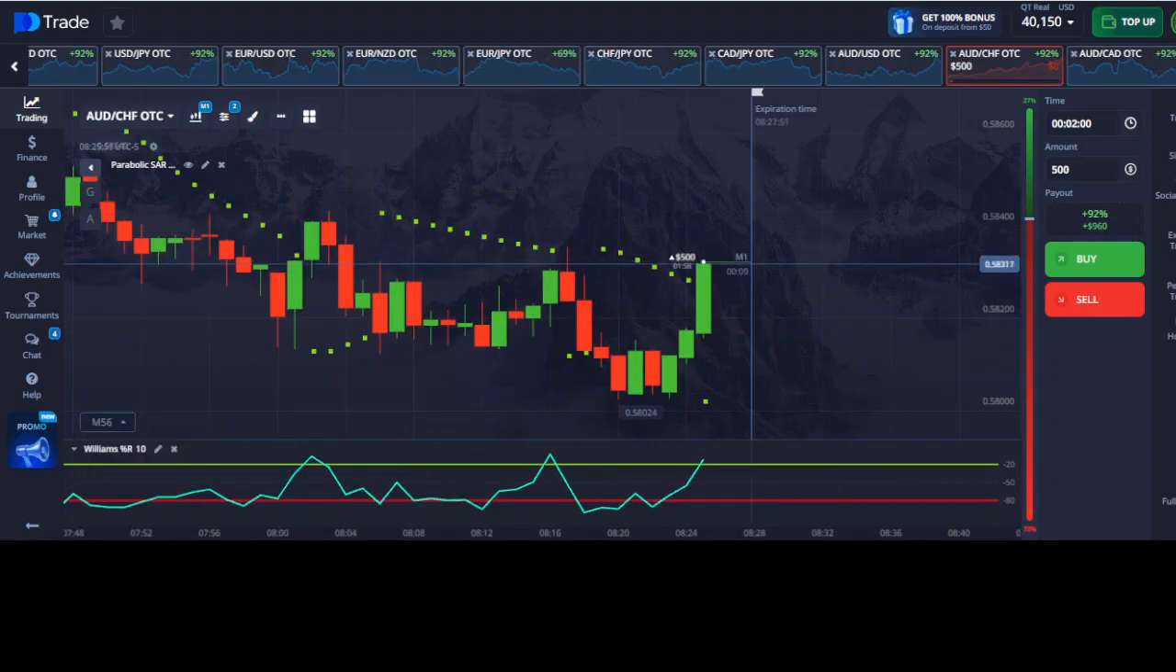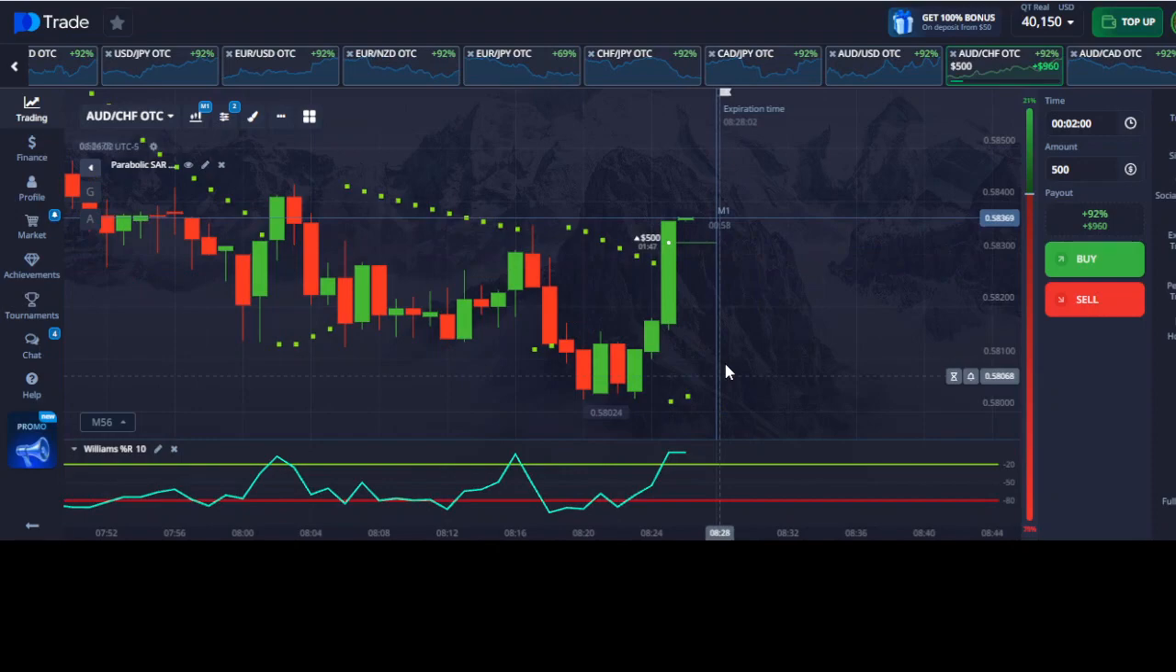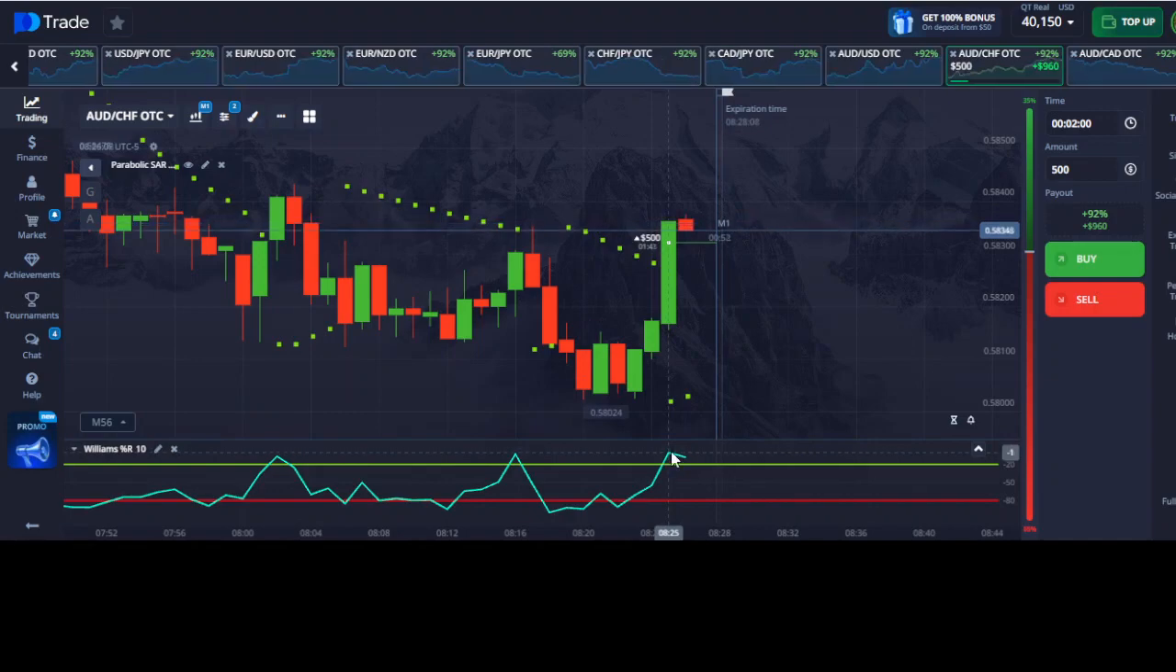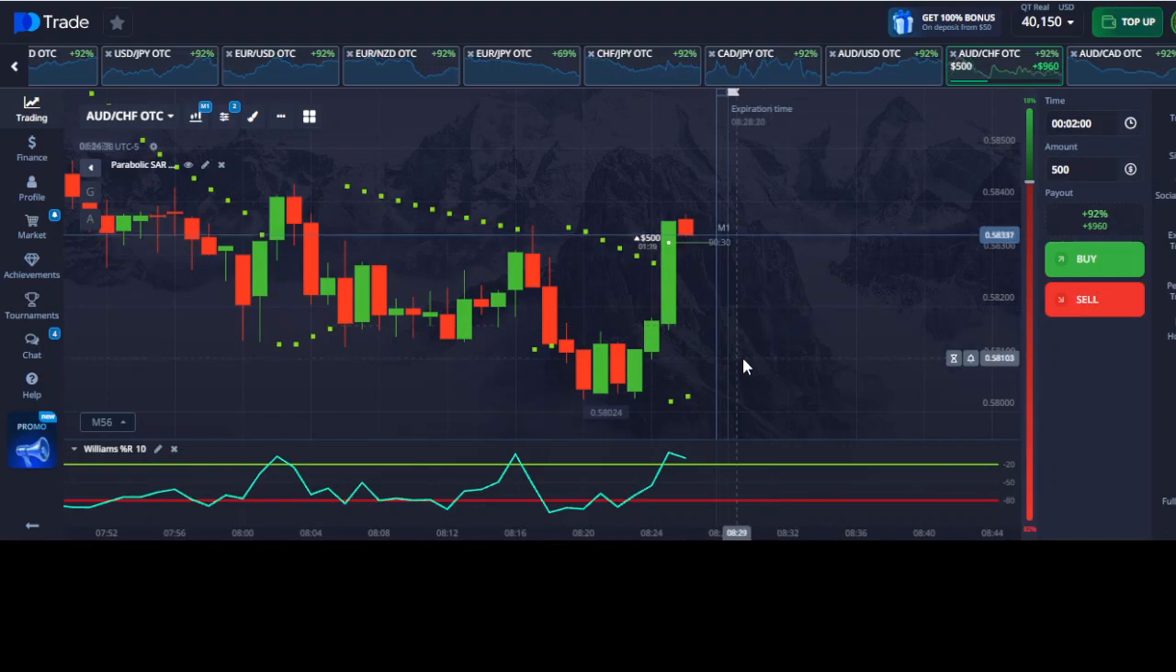Okay, so I'm on the Aussie dollar Swiss franc currency pair, and I just took a buy trade here. And the reason why I took the buy trade is the Williams percent R line crossed above the 80 line here, the green 80 line. In addition to that, the Parabolic SAR dots have begun to print below the candles, which suggests a bullish momentum to the upside in the currency pair. So let's monitor this trade and wait for the expiration at the end of 2 minutes.